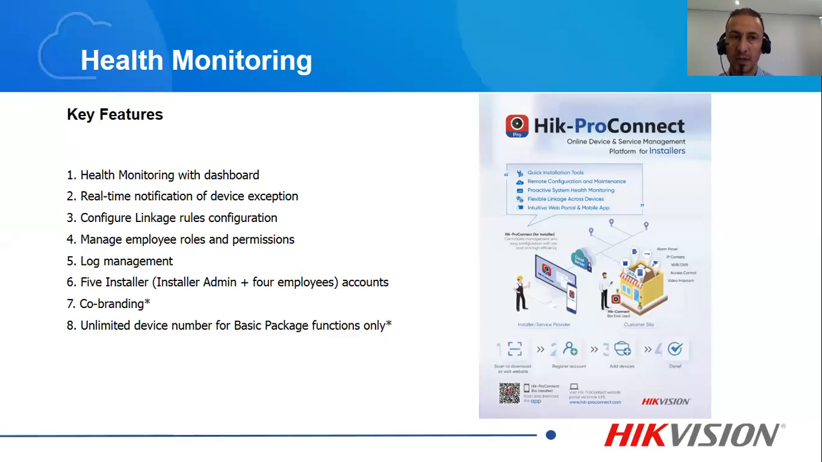We are then able to receive real-time notifications of device exceptions. So in the event a device physically goes offline, we will receive a notification even before the client knows his device is offline. We would know that there's a problem on that device. We can then log into remote configuration from our end, and if we can fix the site remotely, we can do so. Like I mentioned before, we can configure our linkage rules in configuration, like the tamper. We can do this from our health monitoring side.